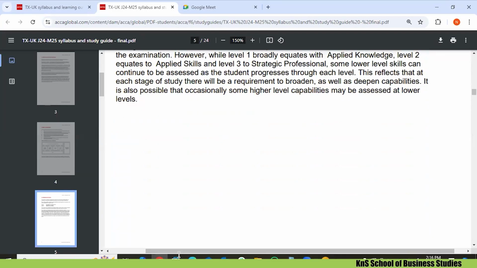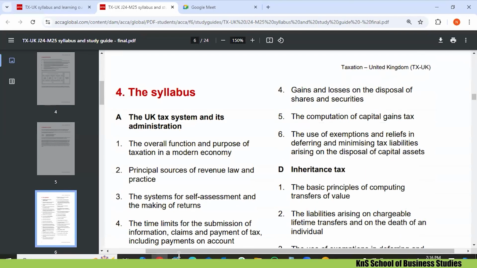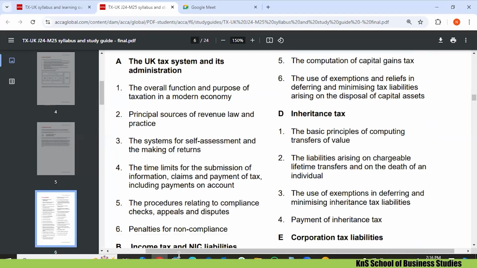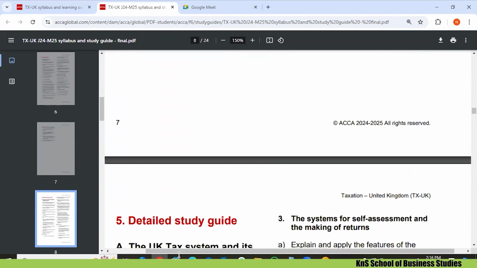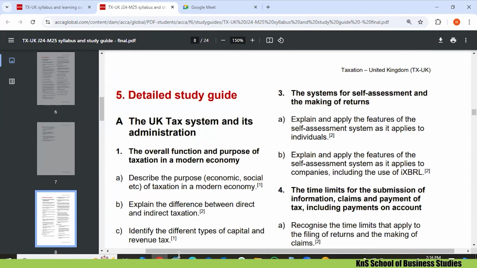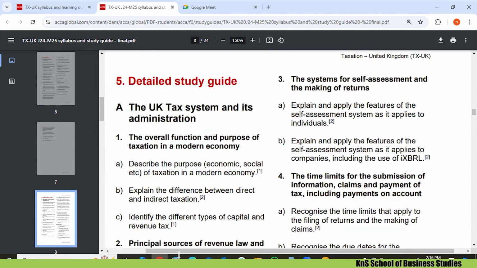It's very important to read the study guide, first of all the syllabus, and solve every past exam, and then you can go towards the examiner reports and some other stuff as well. ACCA is very rich in its resources.